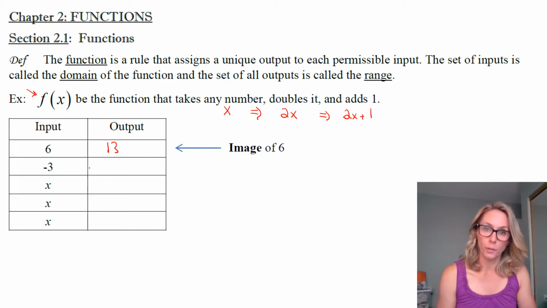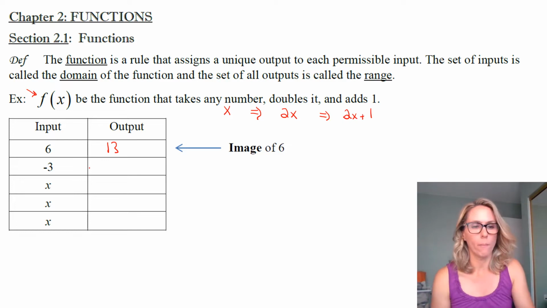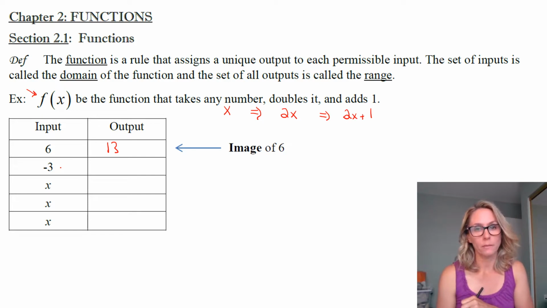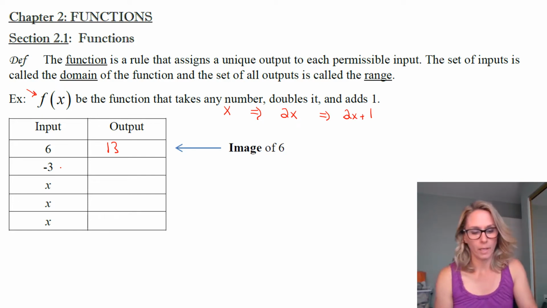We can do that to any value that we can put in. And since any value can be doubled and you can add 1 to anything, we can put in any number. So the next input would be -3. If we double it, we get -6. If we add 1, -5.